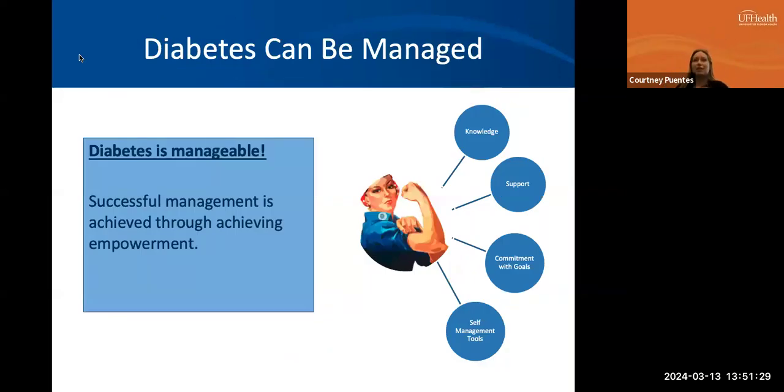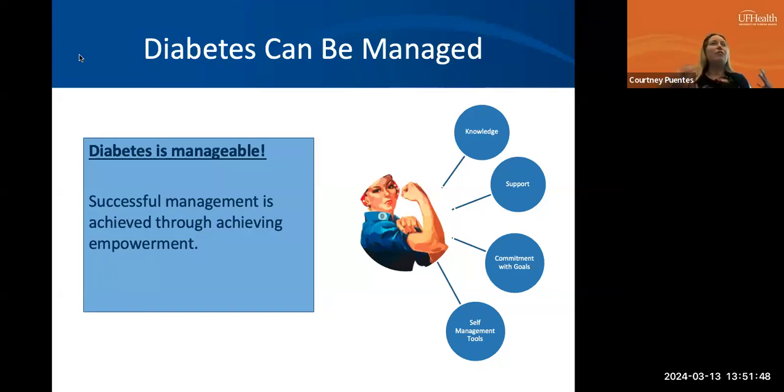So diabetes is manageable, and that's one of the pieces that's really important to understand. There's a lot of diseases out there that are what they are, but one of the cool things about diabetes is that people with diabetes have a lot of control. Doesn't mean that it's not frustrating at times to manage, but it's definitely manageable.